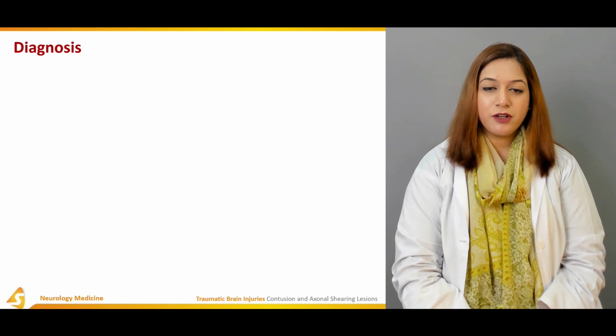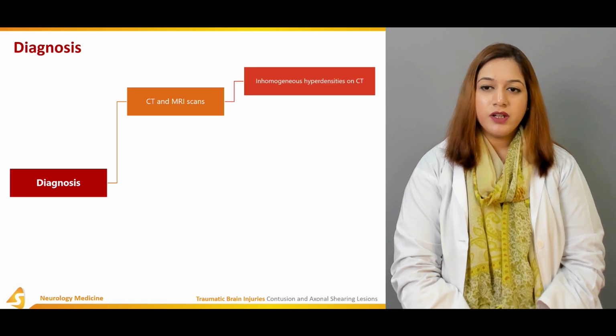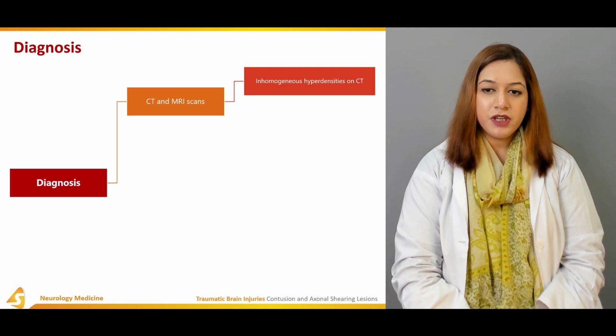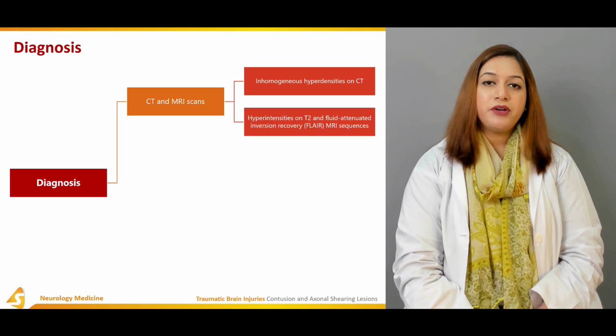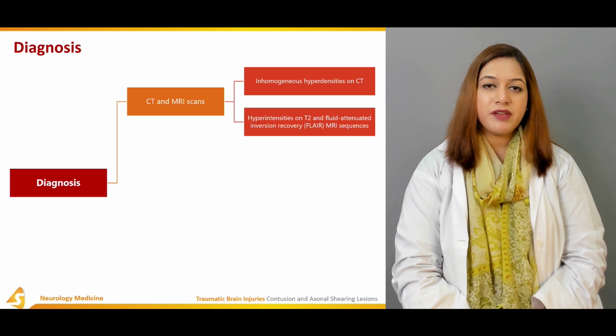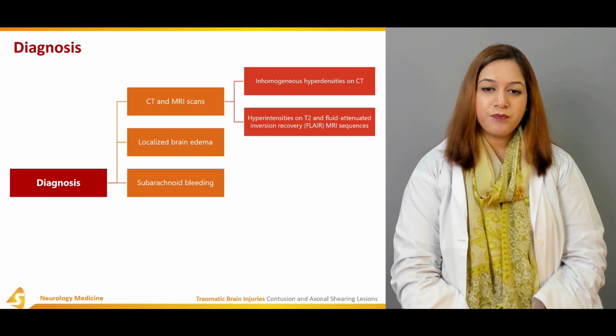Moving on to the diagnosis, it can be done either by CT or MRI scans. We will find inhomogeneous hyperdensities on CT and hyperintensities on T2 and fluid attenuated inversion recovery FLAIR MRI sequences. These are very important for the diagnosis of contusions. There will be localized brain edema surrounding the contusion.